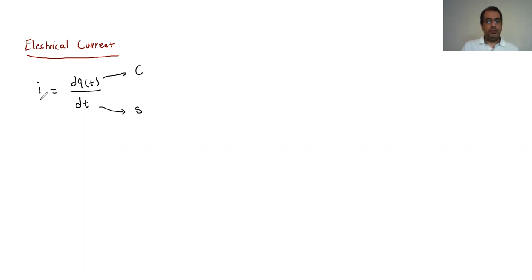And the unit of the I is going to be coulomb per second, but they never show it like that. They just show it as ampere. And make sure I write it like this. Or mostly they just call it amps.